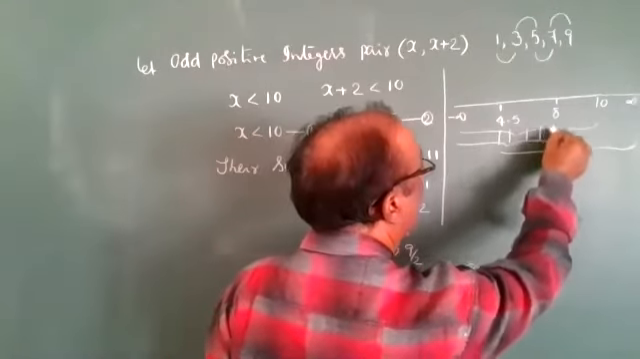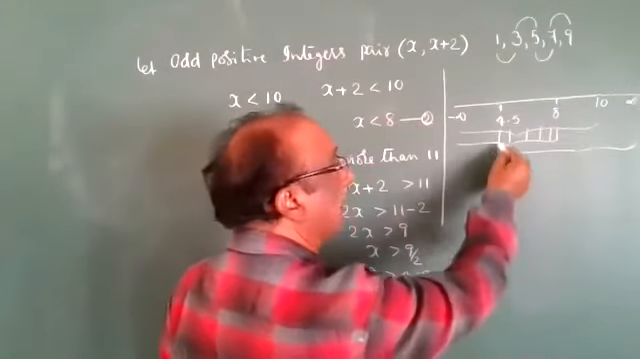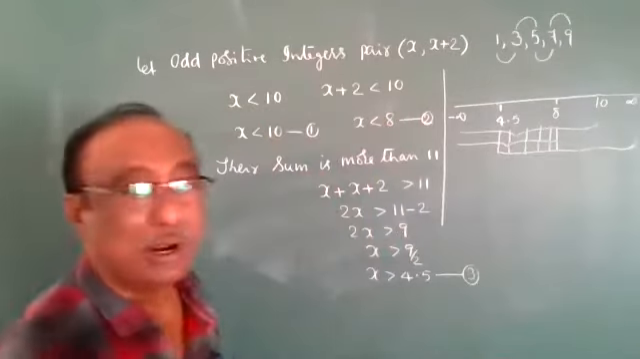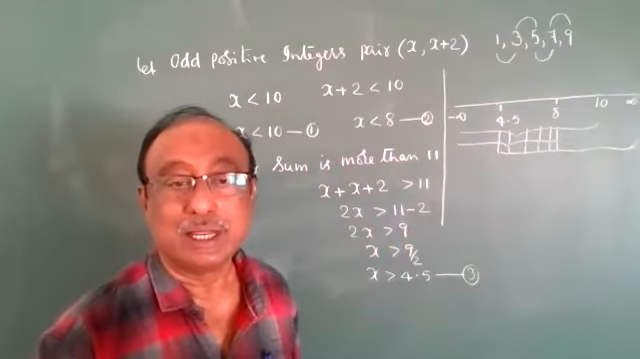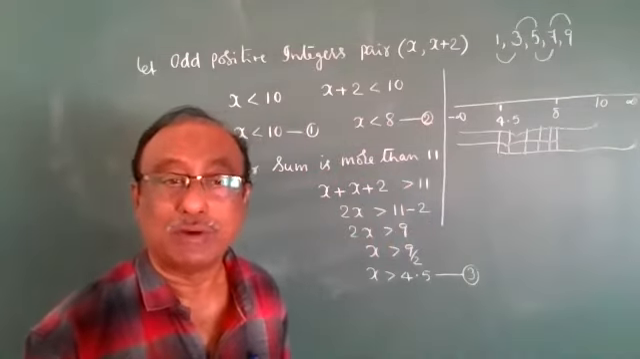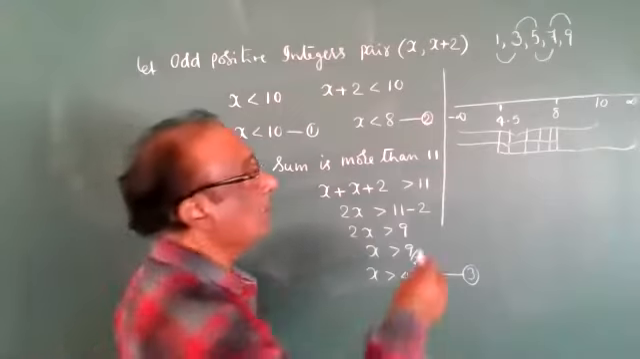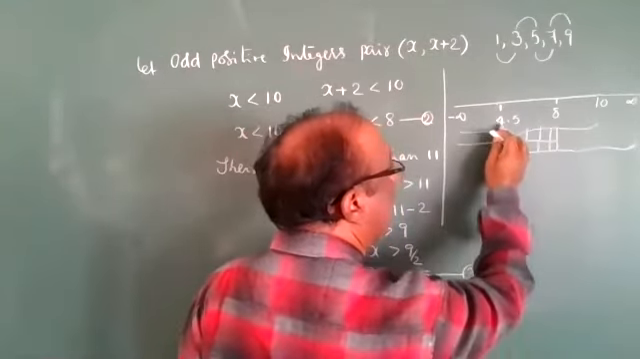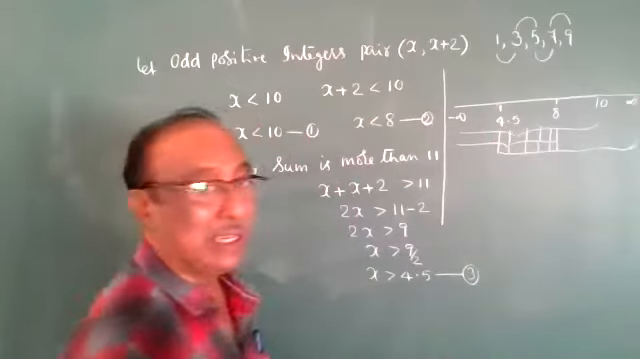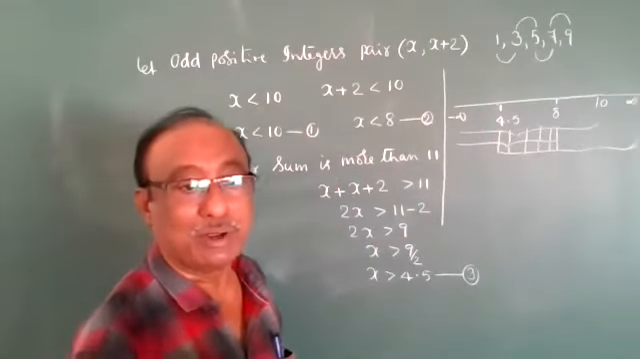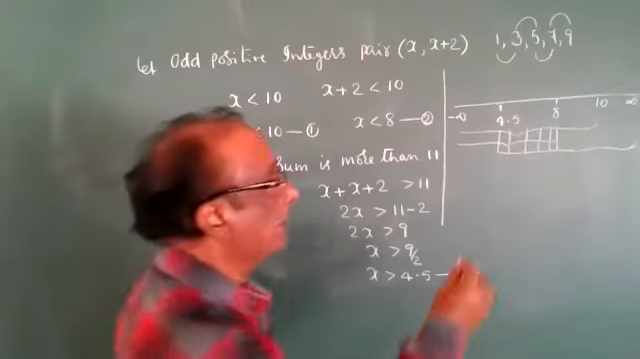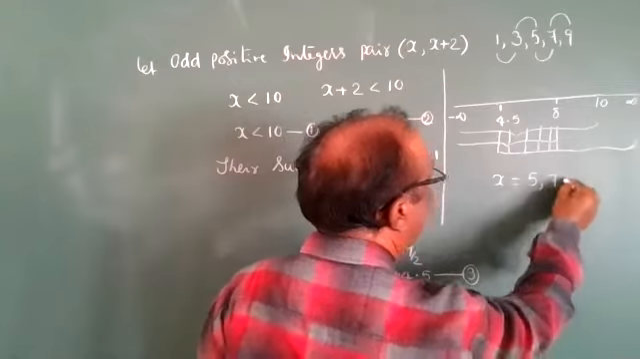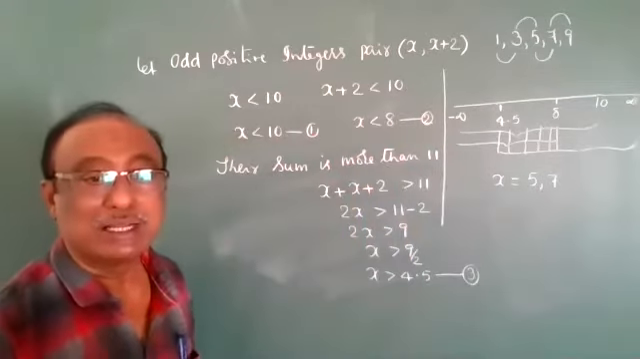4.5 to 8 is the common part. All three lines are common between 4.5 and 8, not equal to 4.5 and not equal to 8. What are the numbers above 4.5? They are 5 and 7. Therefore, x is equal to 5 and 7.